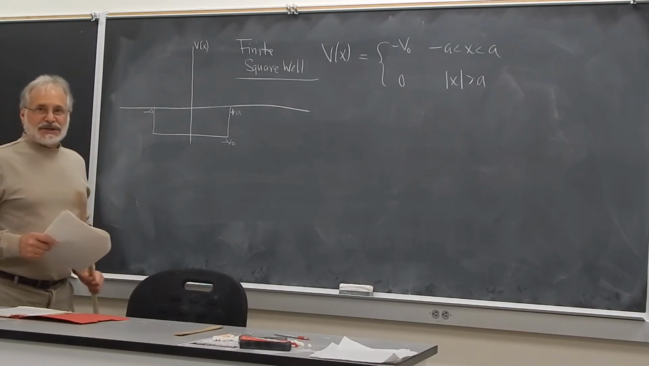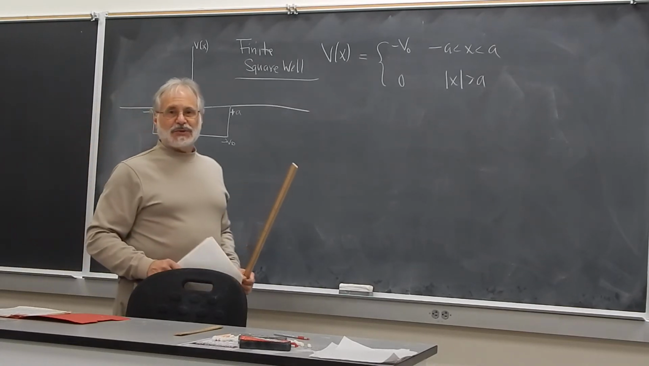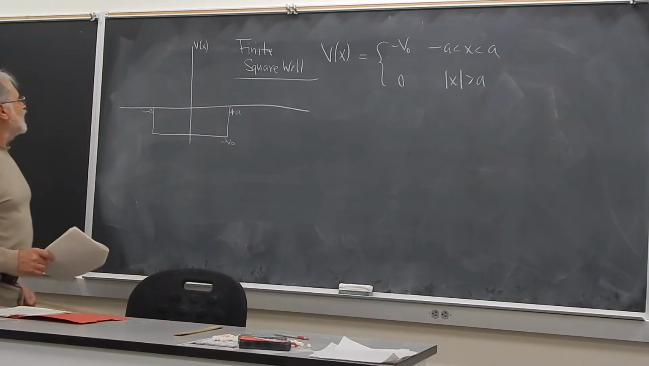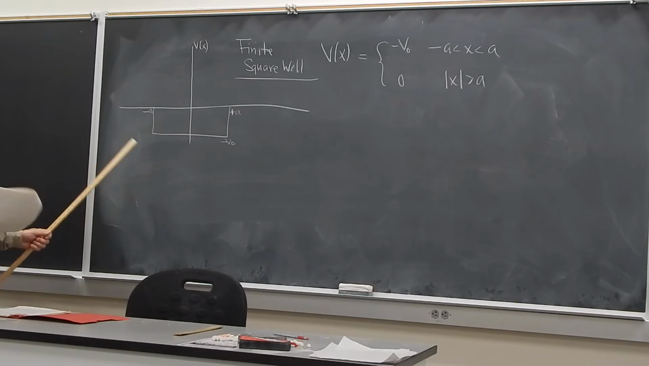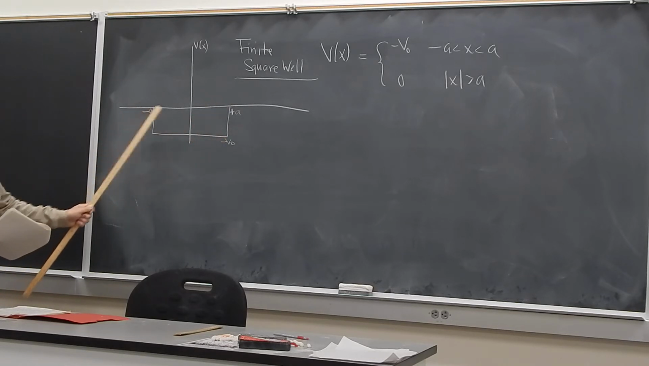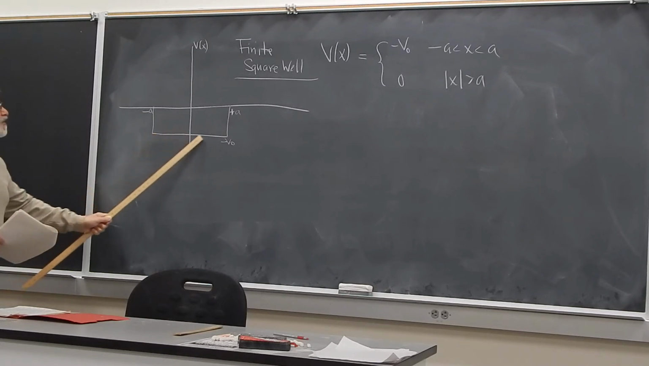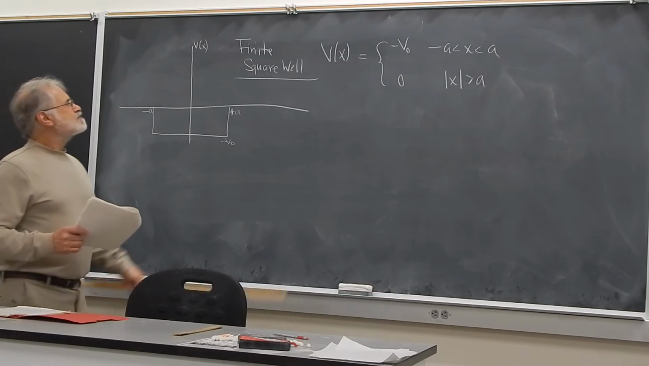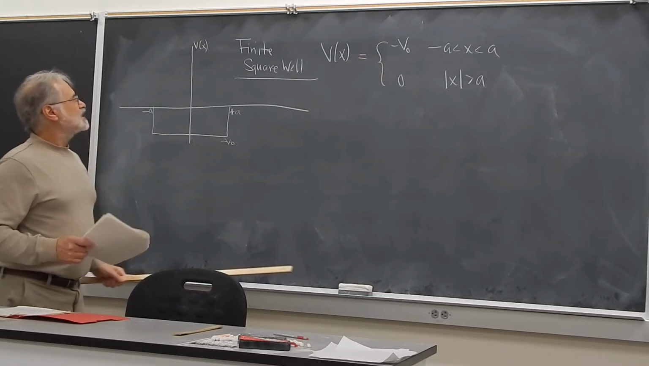The last one-dimensional potential we're going to do with the Schrodinger equation is the finite square well. And this is a good picture of it right here. Between minus a and plus a, there's a potential of minus V0. Everywhere else it's a free particle. So that's how we write our potential.